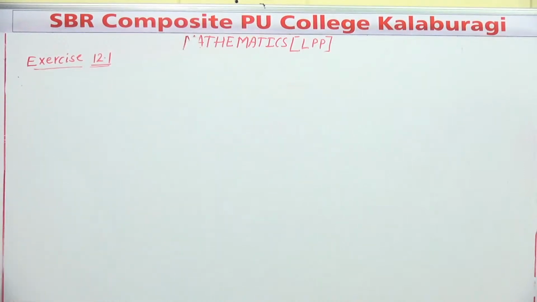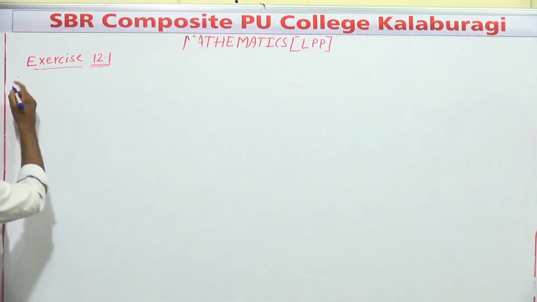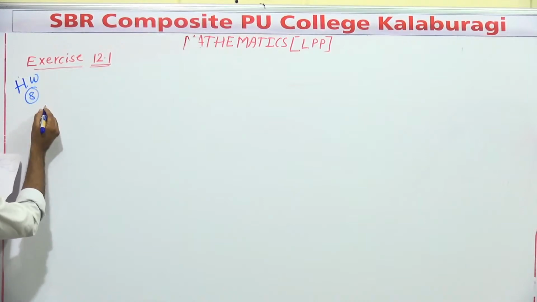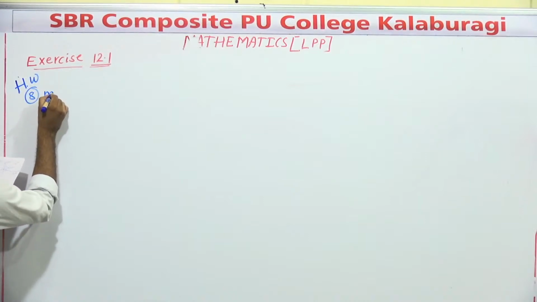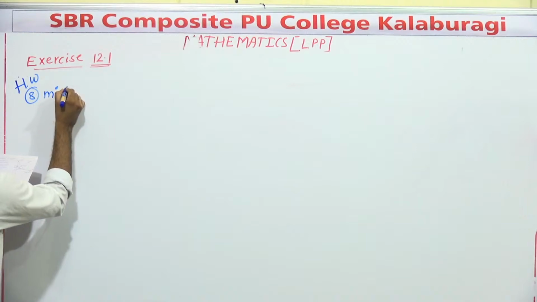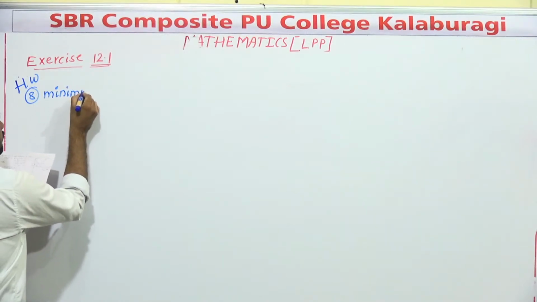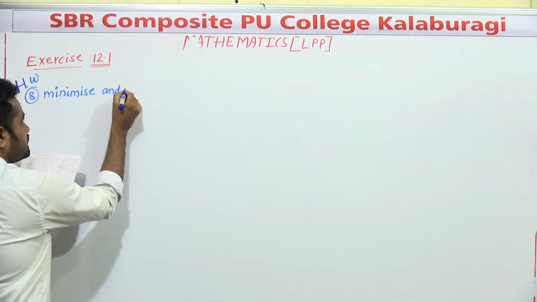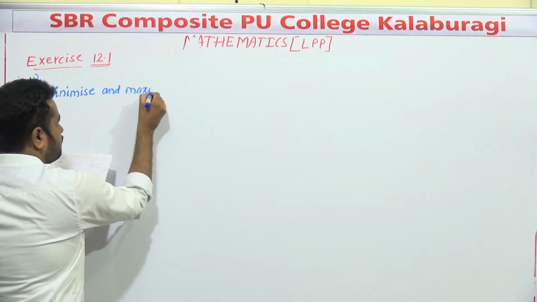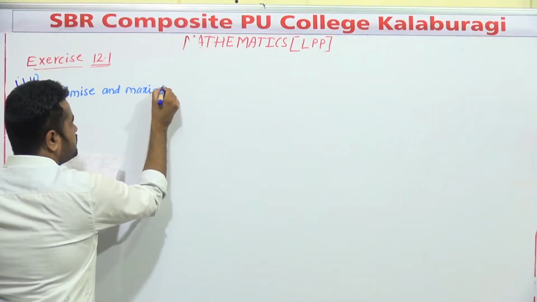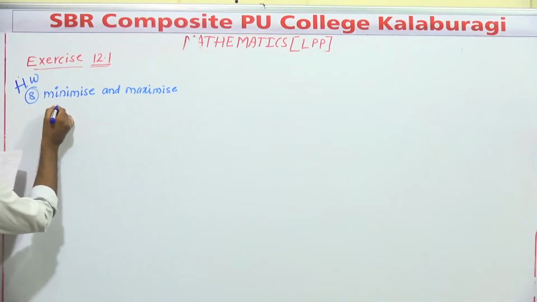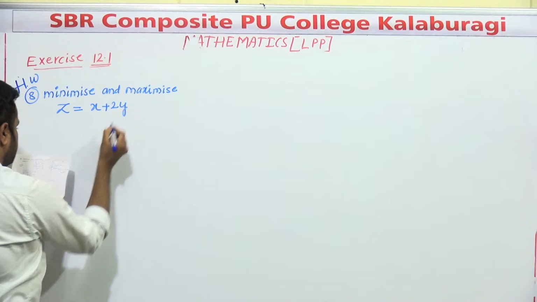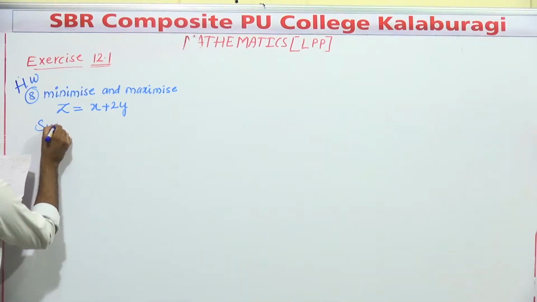Okay. The 8th one is homework. Homework, 8th one. Minimize and maximize z is equal to x plus 2y, subject to the constraints.